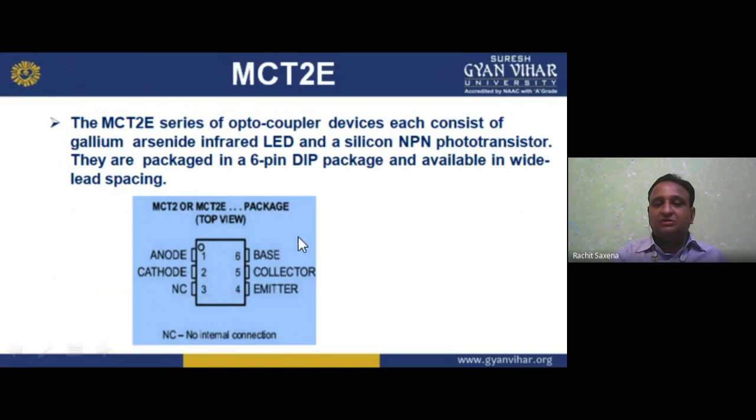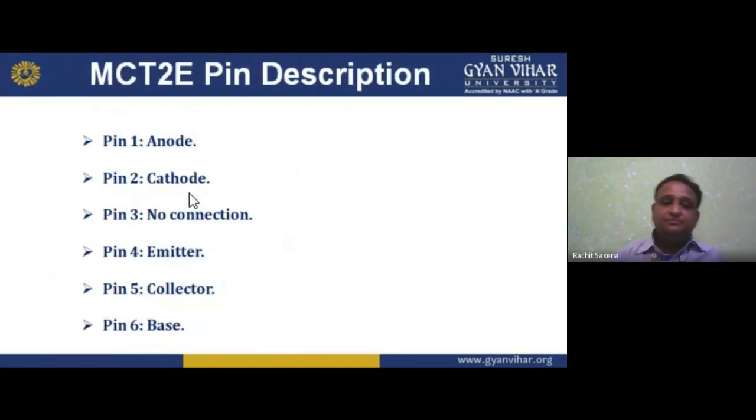Just go through it. It is a series of optocoupler devices. Each consists of a gallium arsenide infrared LED and a silicon NPN phototransistor. They are packaged in a 6-pin DIP package and are available in wide lead spacing. Now moving forward, again the pin description is given, that is pin 1 here.